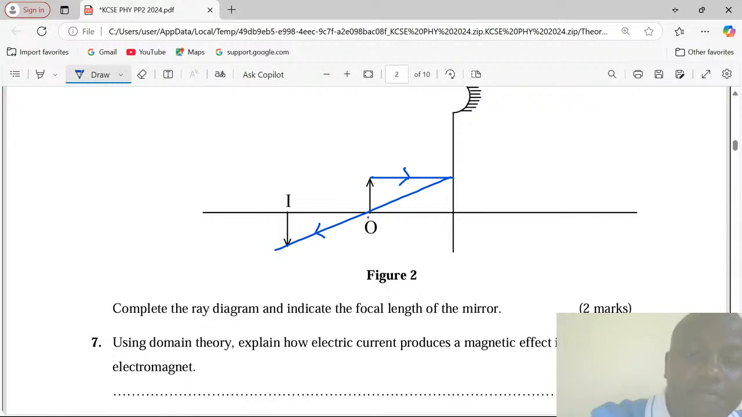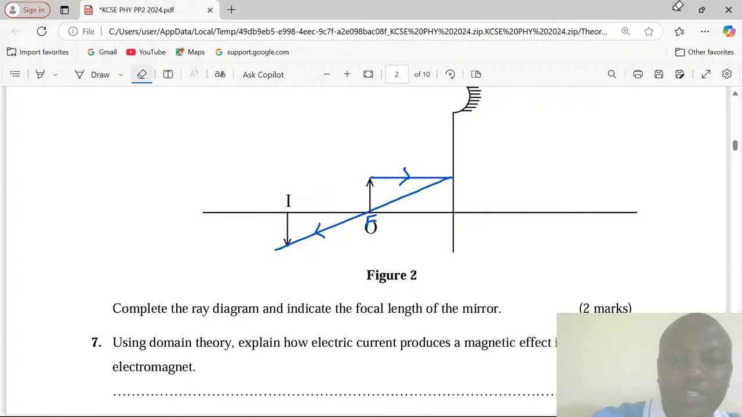Therefore, F is going to be here. This is the principal focus, F. Let me write it well. So point F is going to be at that point.